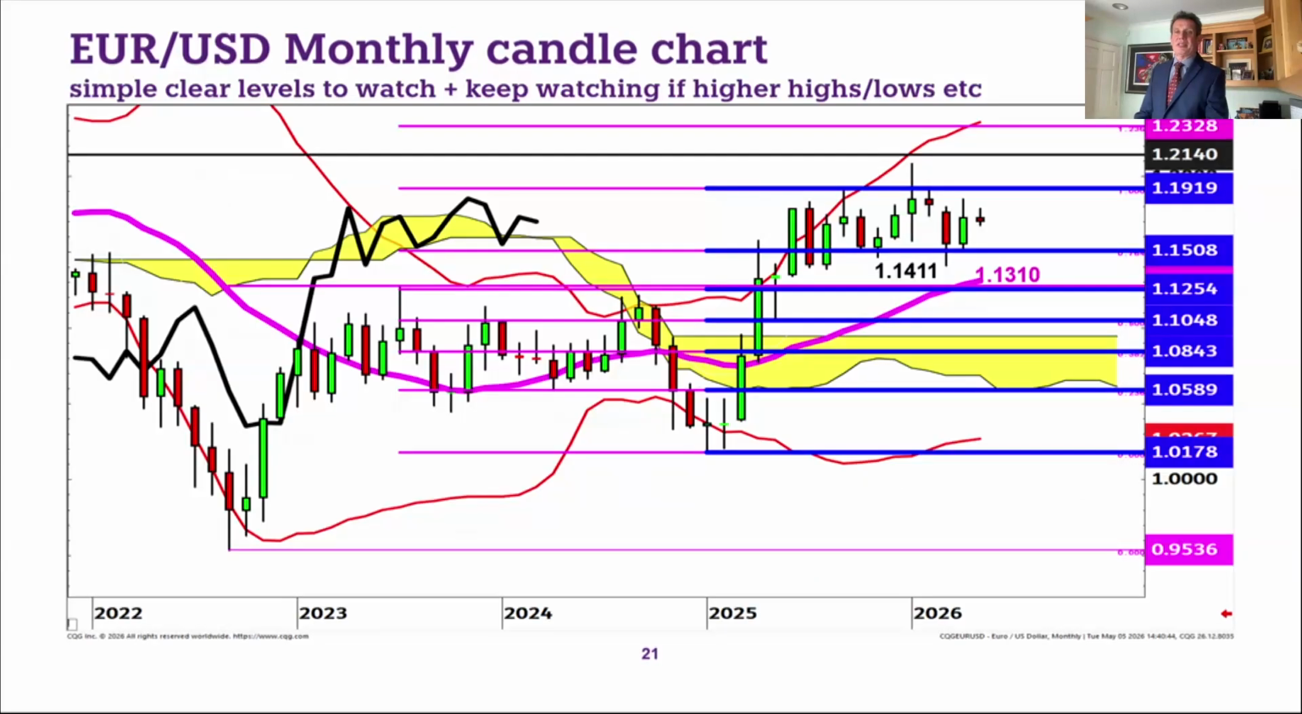And the final chart is euro dollar. Euro dollar, to me, it's been very simple for the last sort of year. You had the move up, and if you look at those pink projection lines on the side, you can see it's just walked up those lines. It got to the 100% extension, which was around the 119 area, and it stalled. So as an extension, it stalled at the 100% area.